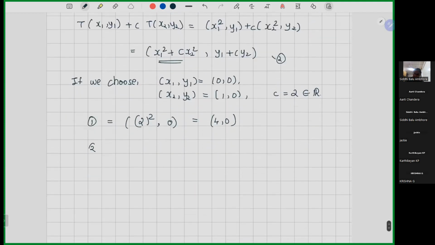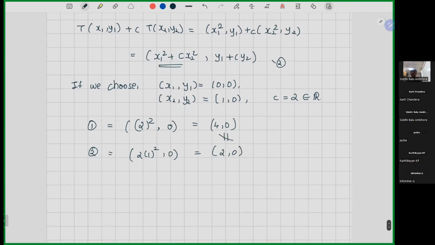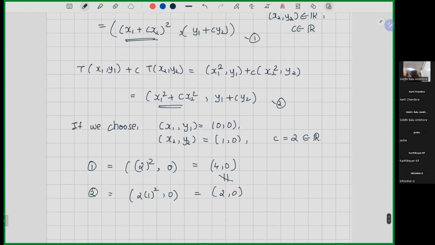And what will the second term be? It will be x1 squared. x1 is here 0. So 0 plus c is 2 and 1 squared. So 2 into 1 squared comma 0, since the y terms are 0. So I will get now what? (2, 0). And this is clearly not equal. So clearly this is not a linear transformation.